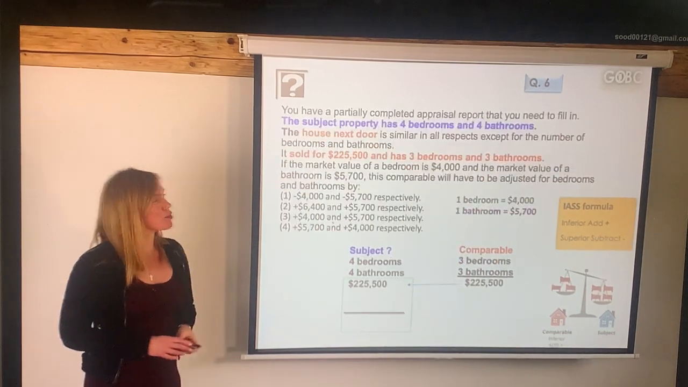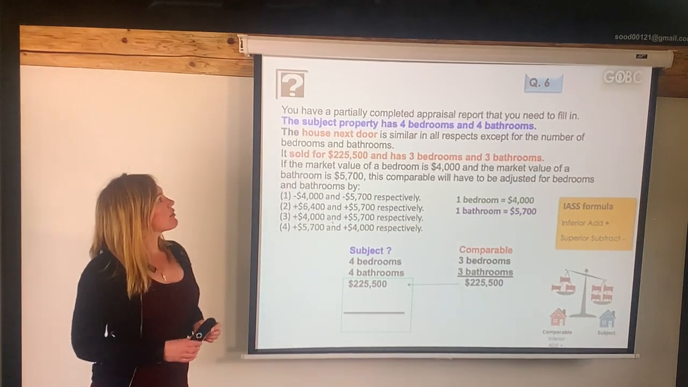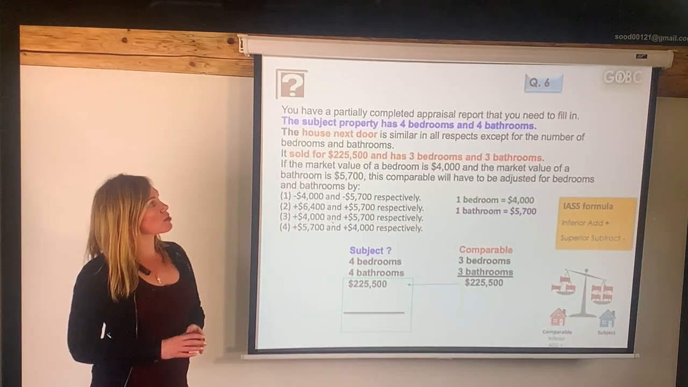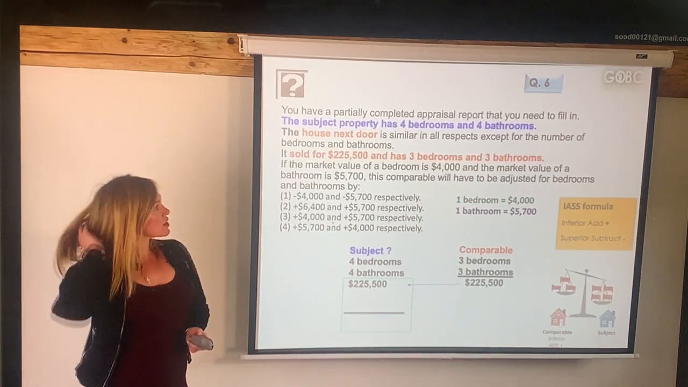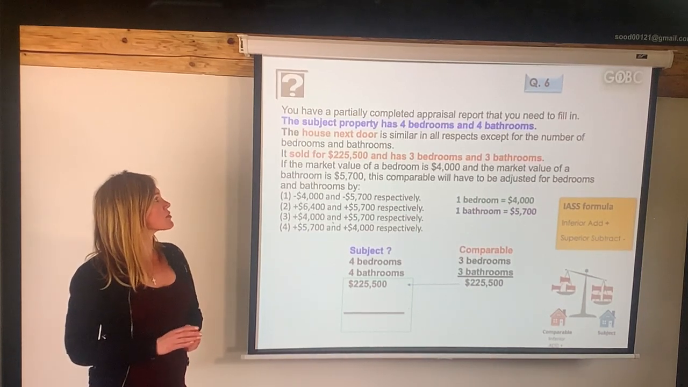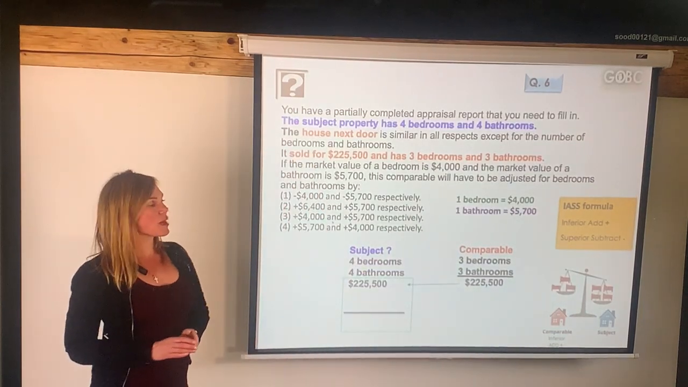Let's do one more. The more questions you do, the better you catch on to them. So make sure that you do your homework. Question 6: you have a partially completed appraisal report that you need to fill in. The subject property has 4 bedrooms, 4 bathrooms. That's your subject, the one you're trying to find the price for. The house next door is similar in all respects for the number of bedrooms and bathrooms. It sold for $225,500. So that's your comparable that has been sold already. It has 3 bedrooms, 3 bathrooms.